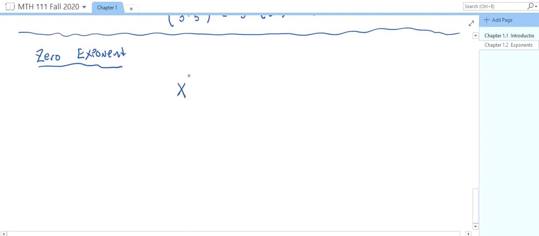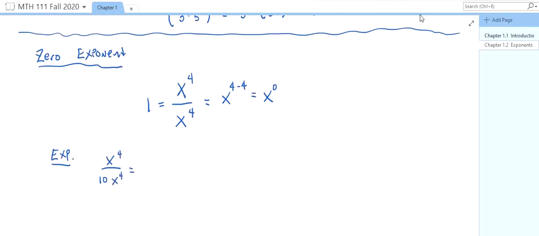Let's say we have x to the 4th divided by x to the 4th. Well, what was that? Well, we said before, that's going to be x to the 4 minus 4 equals x to the 0. Well, we know that any number divided by itself equals 1. So we just showed that x to the 0 needs to be equal to 1. So any number raised to the 0 power equals 1.